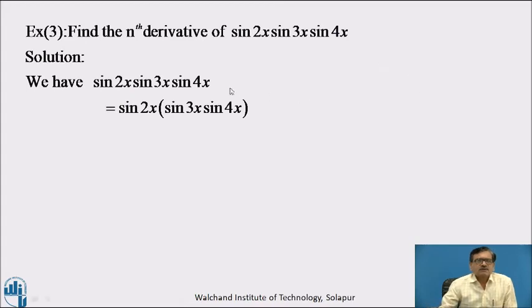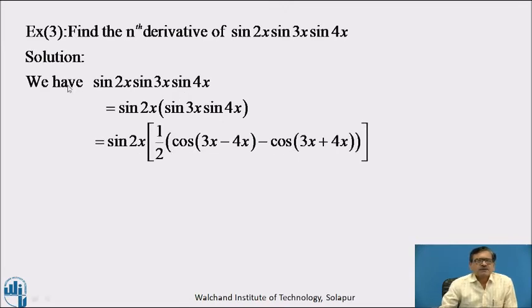Next we will see one more example. Find the n-th derivative of sin 2x into sin 3x into sin 4x. Now here we have a product of three terms. First of all we have to simplify this, that is sin 2x into sin 3x into sin 4x, we can write as sin 2x into bracket sin 3x into sin 4x. Here we have made a group of the last two terms.